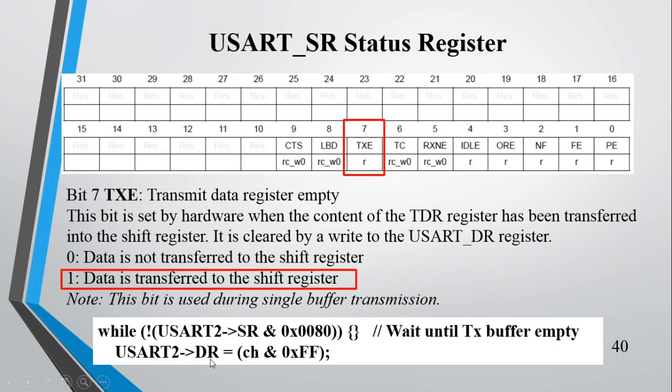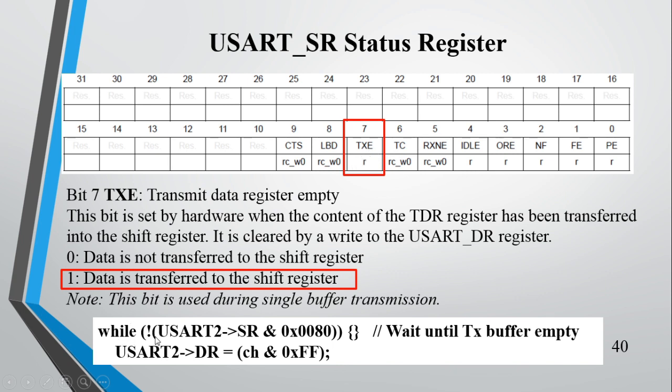So before sending data to the data register, I need to check whether the transmitter is ready to receive the new data. How will I check that? I need to check whether TXE is 1. If TXE is 0, that means a previous data transmission is going on. So I need to wait until TXE is 1. So how will I do that?